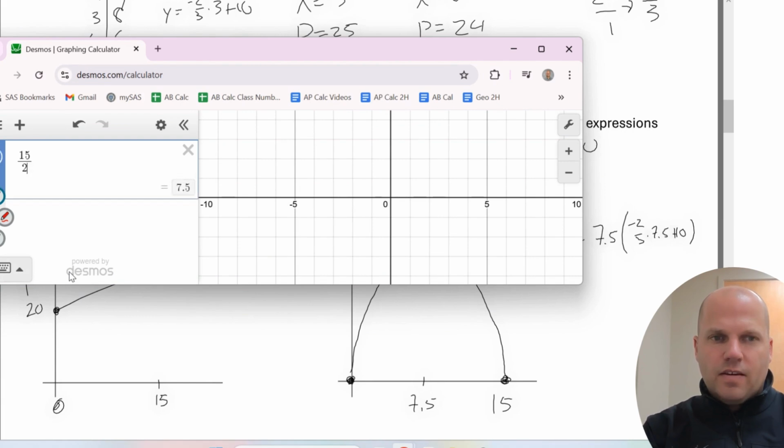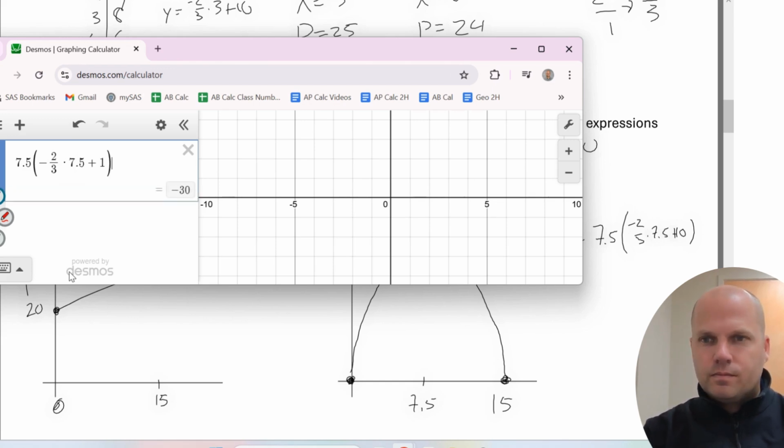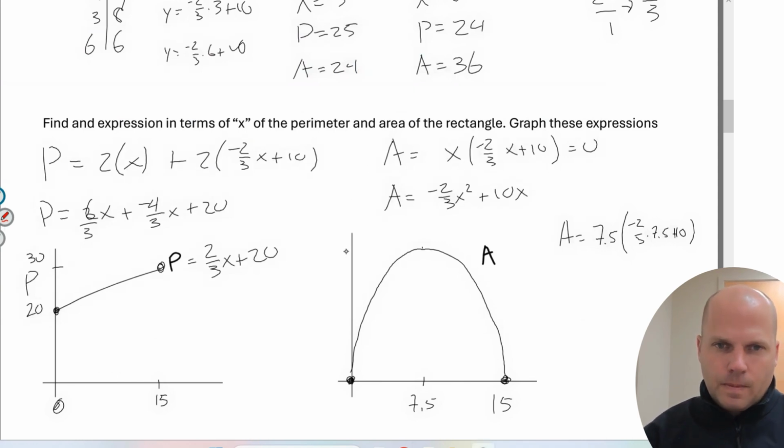So it is 15 halves. Yeah, it's not going to be nice, but I'll just do it with 7.5. 7.5 times negative 2/3 times 7.5, I just divide the two fractions, plus 10. 37.5. That's the idea.